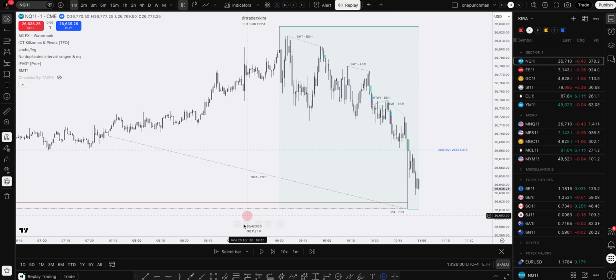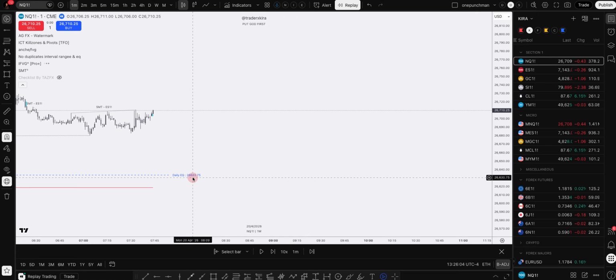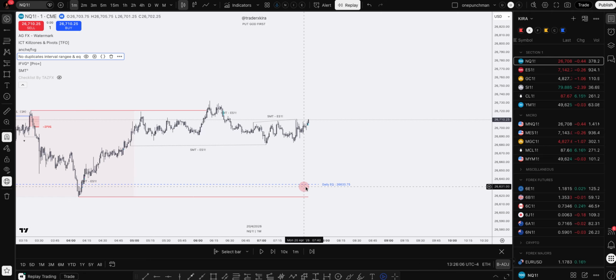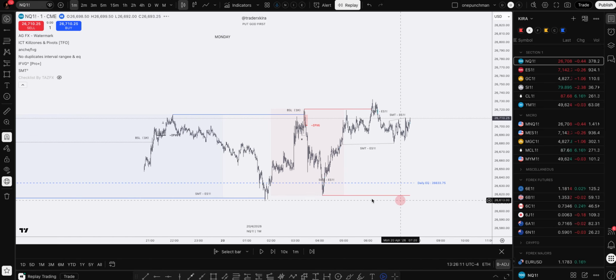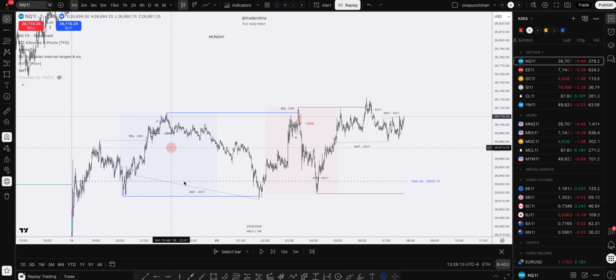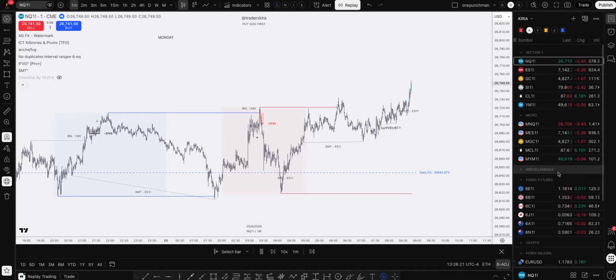So if I just hit replay here and show it to you like this, you can see the daily EQs right here. I'll just mark it like this, right? So we have the highs and the lows of the ranges right there. And then if I hit play, just watch how the daily EQ moves as price starts to make higher highs. See how it's moving up?